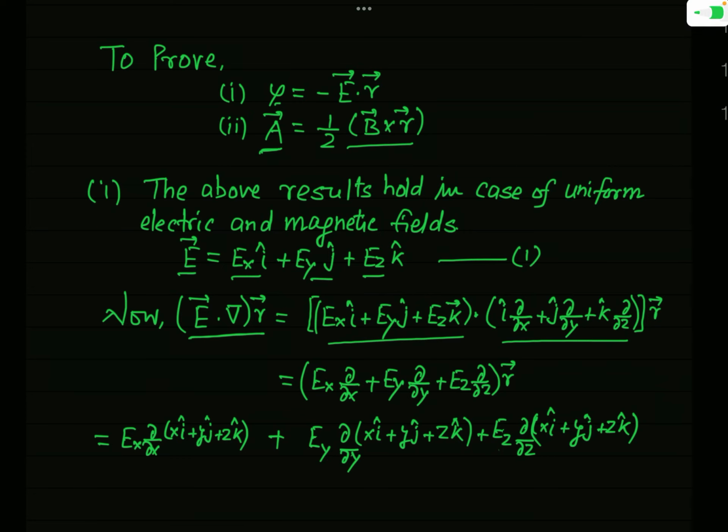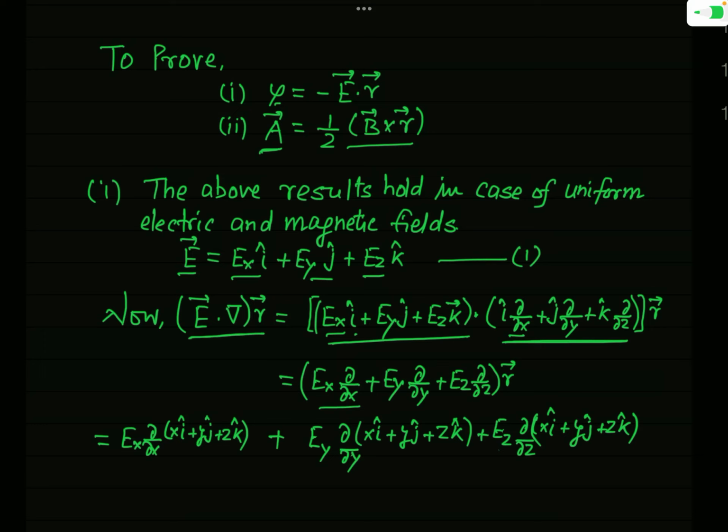Now see. When we take the scalar product of Ex i plus Ey j plus Ez k with i del/del x plus j del/del y plus k del/del z, in a scalar product, whenever the scalar product of two dissimilar unit vectors is taken, that will be simply 0. So only the similar terms are non-zero, and the product will be what? This will be Ex del/del x, since i dot i will be 1. So the first term will be Ex del/del x.